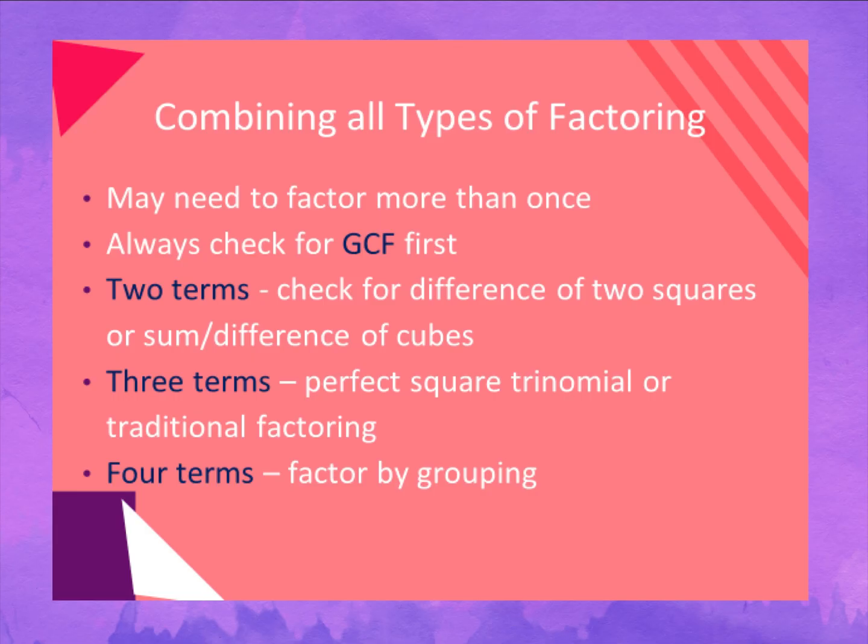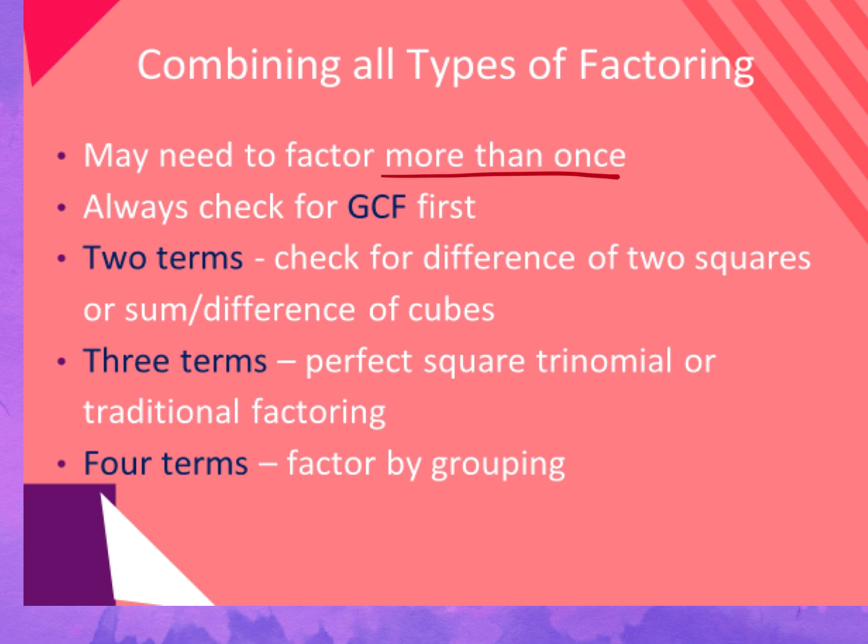Next, we're going to be combining all types of factoring. So we may need to factor more than once. So things can be factored multiple times here. The first thing we always want to do, step 1, is check for the GCF. Always, always, always check and see if you have a GCF. If you can divide out your GCF and put it on the outside, it'll make the numbers on the inside smaller and make it easier to factor. So always check for GCF first.